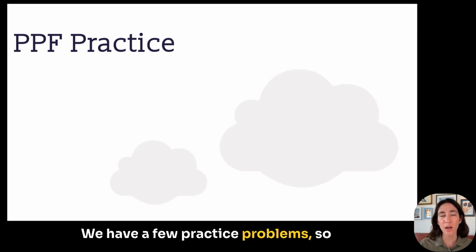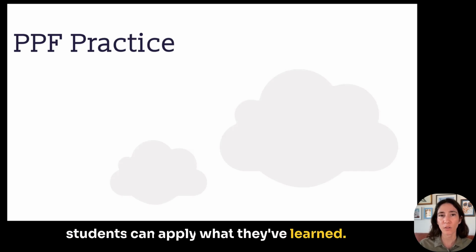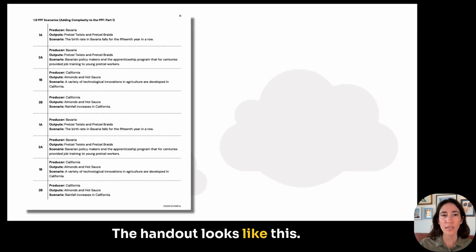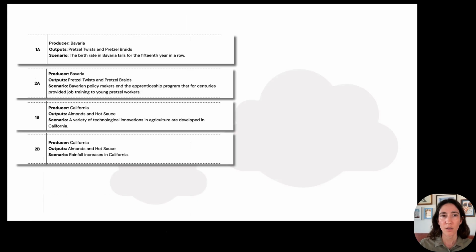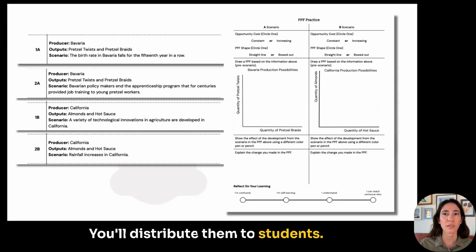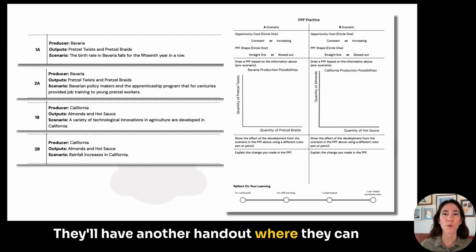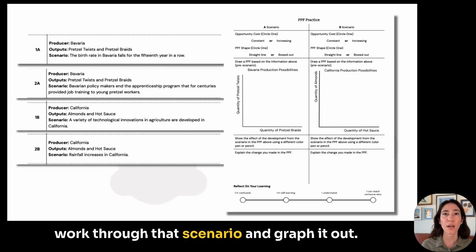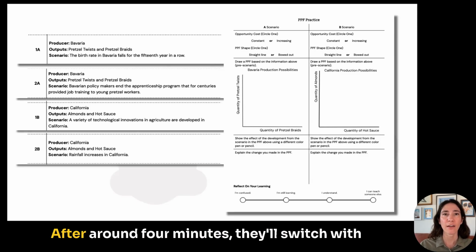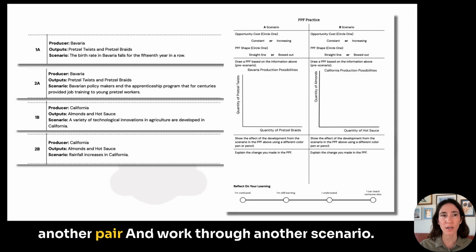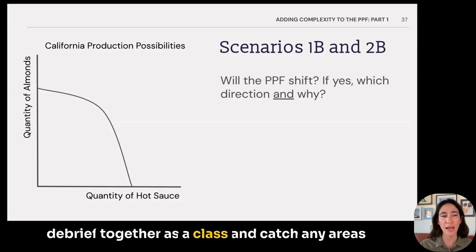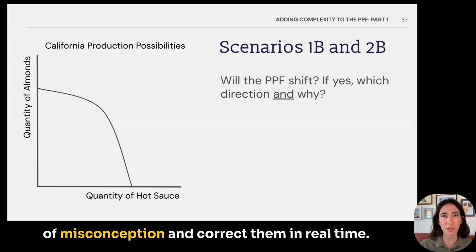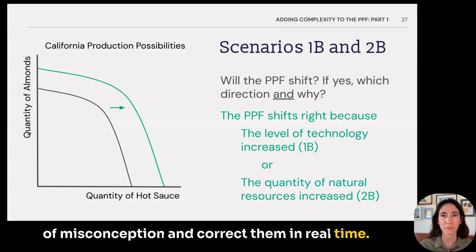We have a few practice problems so students can apply what they've learned. The handout looks like this. You'll cut apart these different scenarios. You'll distribute them to students. They'll have another handout where they can work through that scenario and graph it out. After around 4 minutes, they'll switch with another pair and work through another scenario. We have the solutions in the slides so you can debrief together as a class and catch any areas of misconception and correct them in real time.